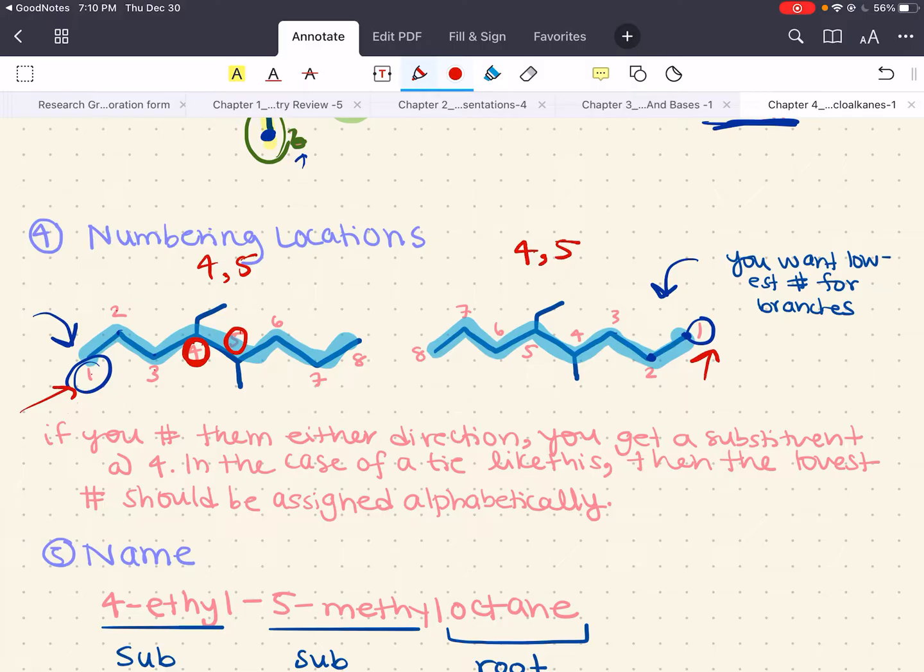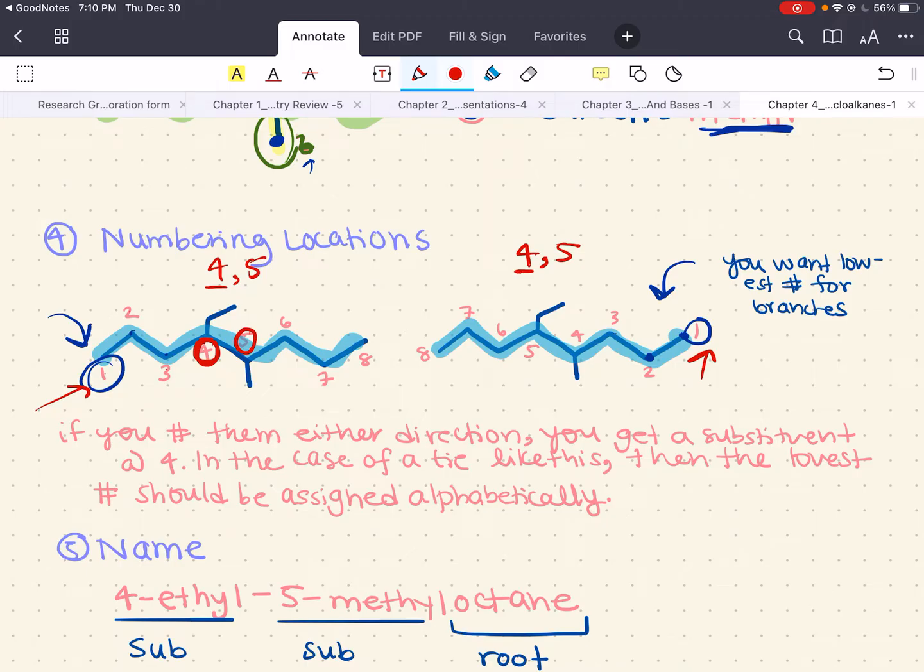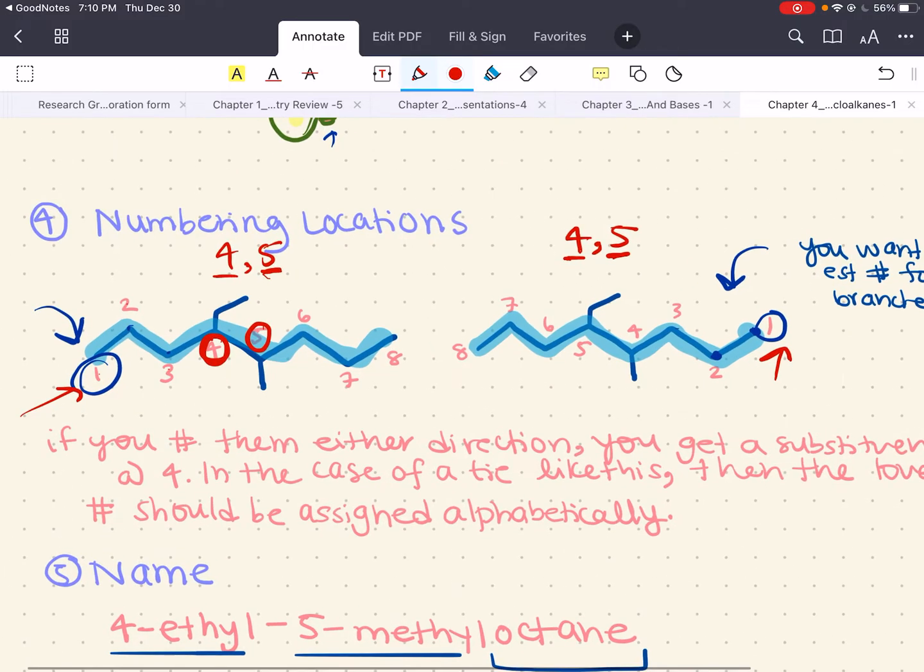Usually with numbering, the numbering choice you pick is the one that gives you your first substituent at the lowest number. But our first substituents are tied. They're both 4s. Dang it. What about our second substituent? Which one of these numbering methods gives us a lower number? Dang it. Again, they're both the same. So in this case, if you number them either direction, you're going to get a substituent at 4. In the case of a tie like this, the lowest number is going to be assigned alphabetically. What that means is this. I'm going to rewrite both of these for you. This one is 4 and 5. And for 4, we have our ethyl group. And for 5, we have our methyl group.